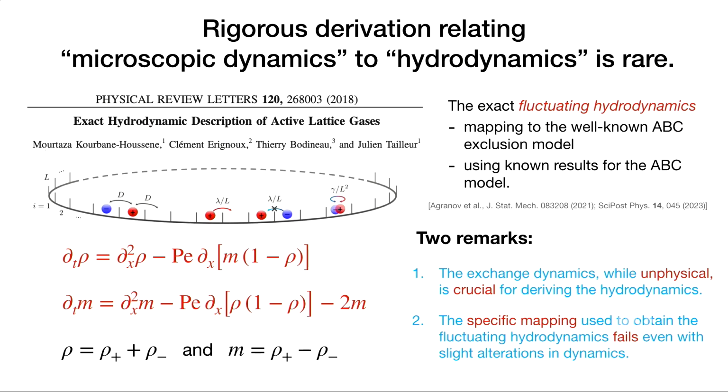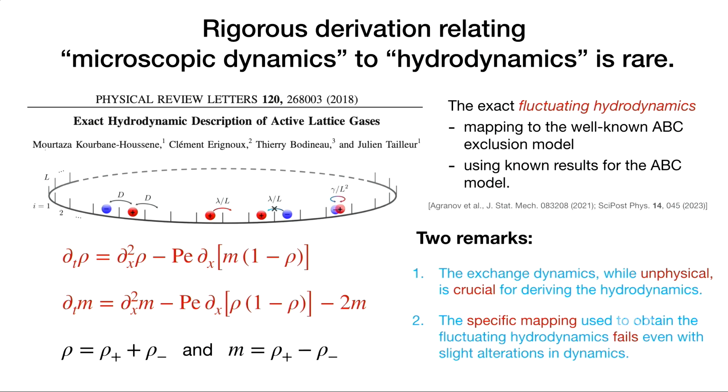So you don't put the noise by hand. This is for this very specific model where the diffusion, when there is no particle next to it, or this exchange, happens at the same rate d. For this model, it can be mapped to this ABC exclusion model, and then if you use the known result for the ABC exclusion model, you can write down the fluctuating hydrodynamics for this model.